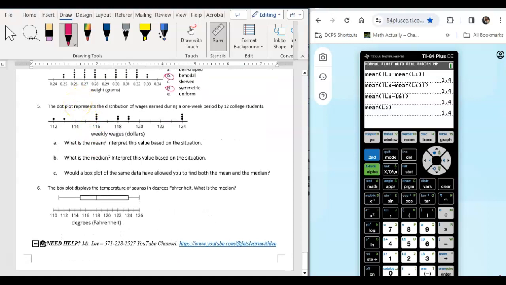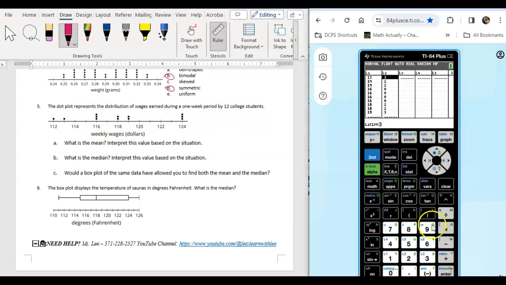Number 5, the dot plot represents the distribution of wages earned during a week period by 12 college students. This is how much these people have earned. So one person earned 112, one person earned 113, 3 people earned 116. What is the mean? Interpret the value based on the situation. So let's go ahead, just so that we're practicing using our lists, and I'm going to go up and clear, enter. And I'm going to go ahead and clear list 2 just so that I don't get confused there. All right, so list 1, I have 112, I have 113, I have 3 116. So I need to enter all 3.